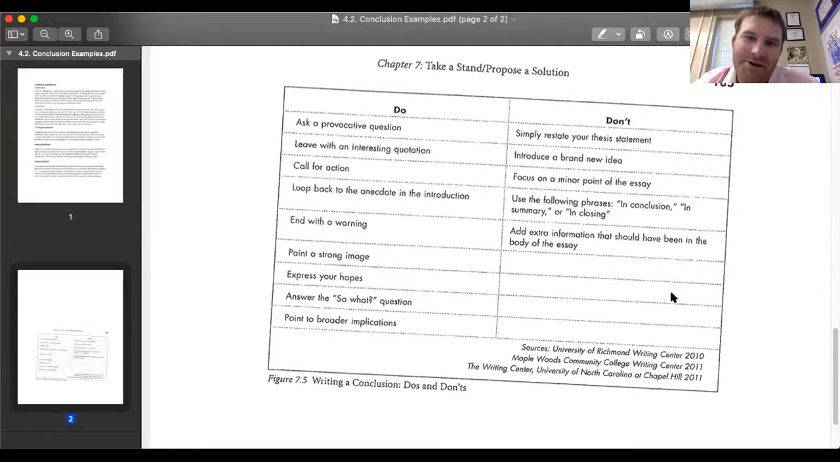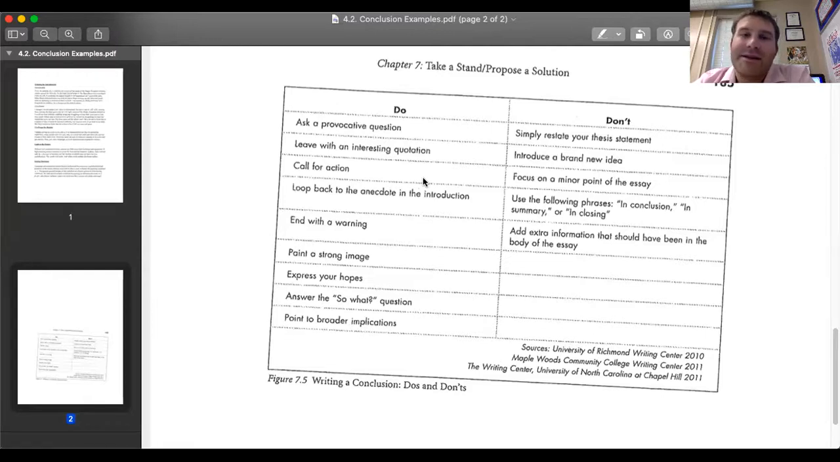And then the final thing that you do not need to do is add any additional information that should have been in your body. Here are things you do need to do. Ask a provocative question. Questions work really well. Please make them good questions, though. Provocative, makes-you-think type of questions. Not like the "have you ever seen a doggy" questions. Hopefully you're not asking that at the very end of the essay.